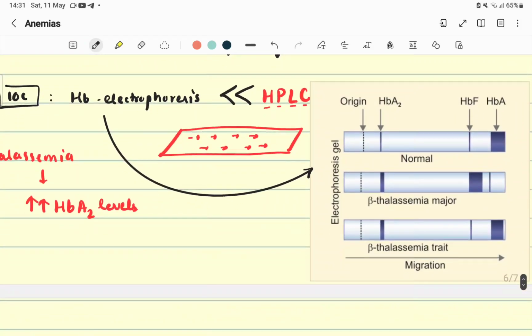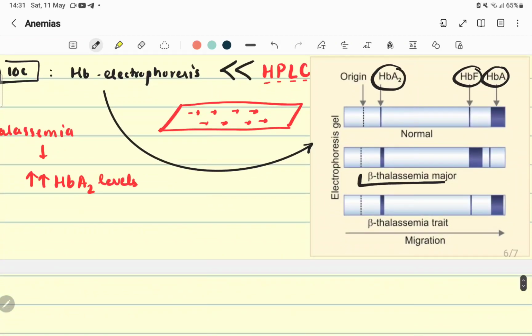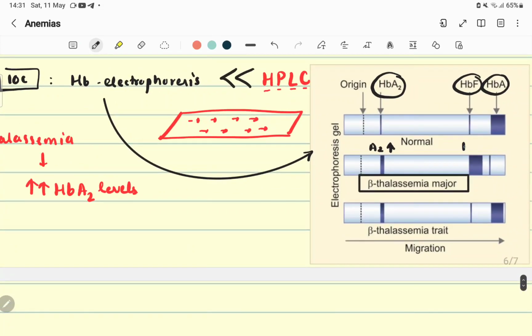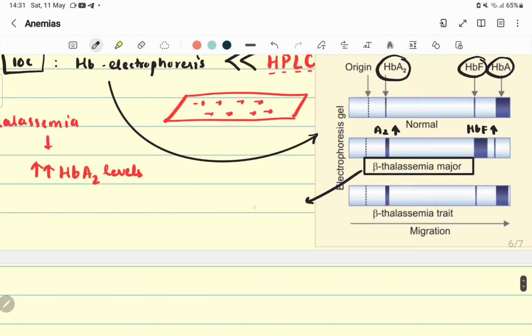So here is the normal HbA2. This is the HbF and HbA present. In beta thalassemia major, you'll see a little increase in HbA2, and HbF also increases. So thalassemia major will have HbA2 increase and HbF increase.